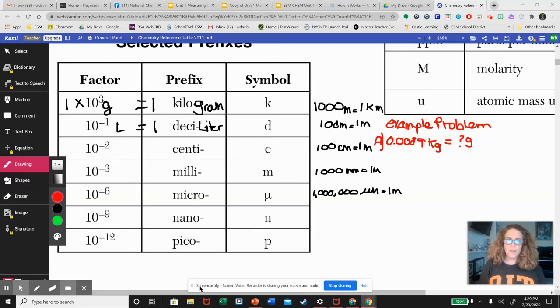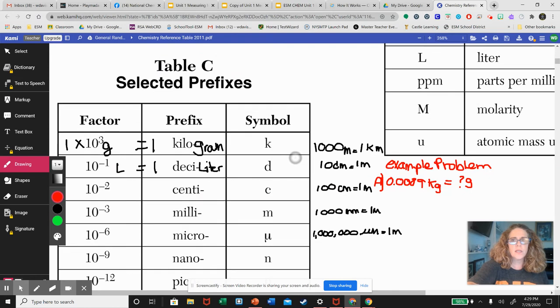Hi, okay, welcome back to our reference table mini videos. This is going to be a quick 5-minute video on reference table C. So as you can see, here's reference table C.